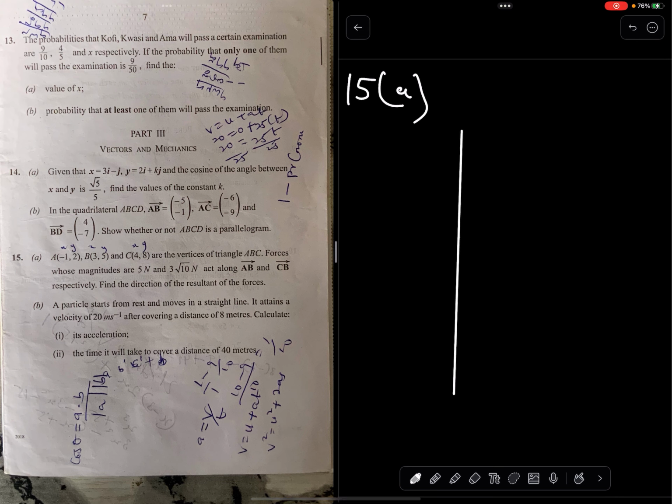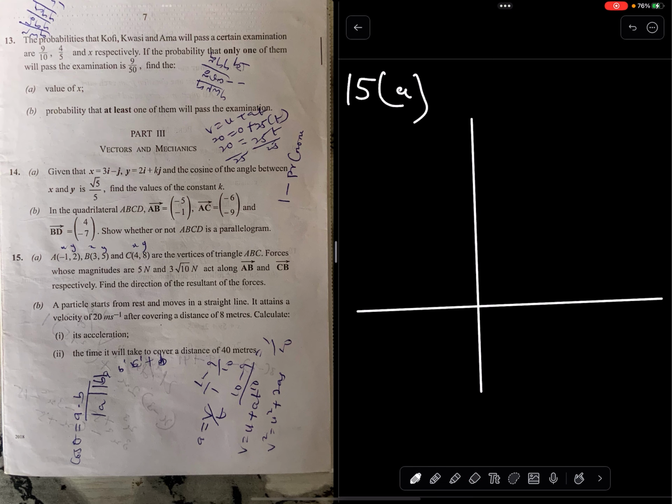Let me represent A, B, and C this way. This is the horizontal axis, and this is the vertical axis. This is the origin. A has coordinates (-1, 2). That means OA, where this is the origin. Let me make this OA. This is -1 and this is 2. So this is A. OA will be -i plus 2j.